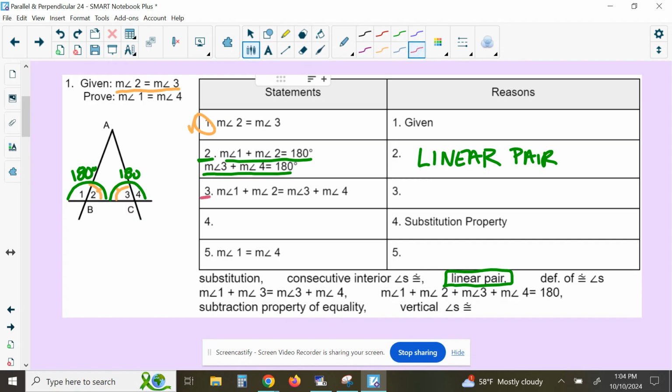Okay, so let's look at step 3. Let's look at it and see if it makes sense first. Step 3 says that 1 plus 2 is equal to 3 plus 4. So look back in your picture. 1 plus 2 is equal to 3 plus 4. Does that make sense? Yeah. Okay, it does make sense.